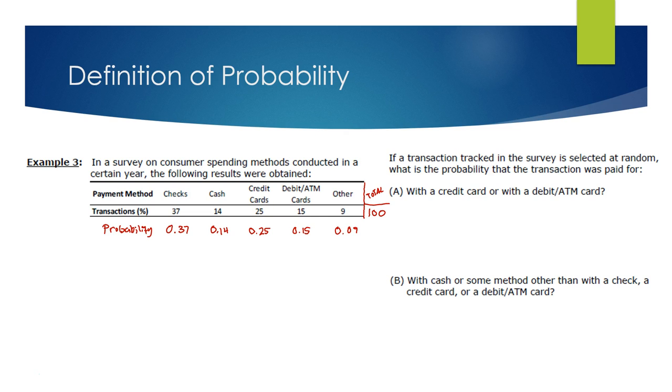So basically in this one, you're asked if a transaction tracked in the survey is selected at random, what is the probability that the transaction was paid for in part A, with a credit card or a debit ATM card, and in part B, with cash or some other method other than a check, a credit card, or a debit card. So take a couple moments, figure out what these probabilities would be, and then we will go over it.